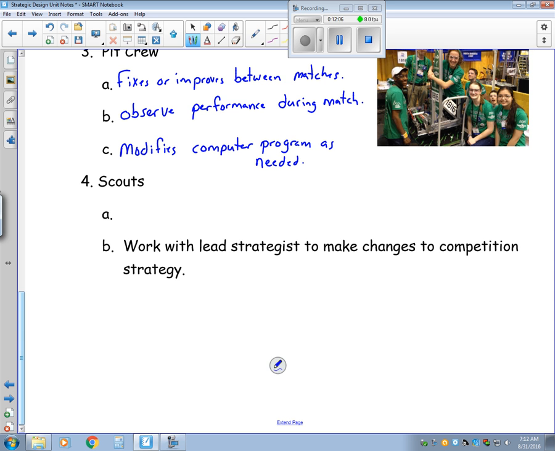Scouts, again, really everyone is a member of the pit crew and the scouts. These are the people who are going to gather information about the other teams. And the scouts are going to work with the lead strategist to make changes to the competition strategy. So there you have it. These are the roles.